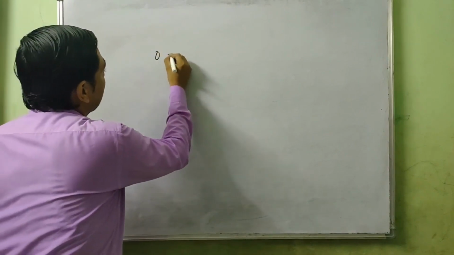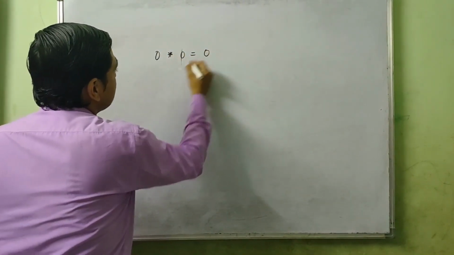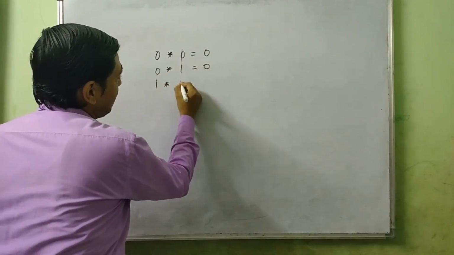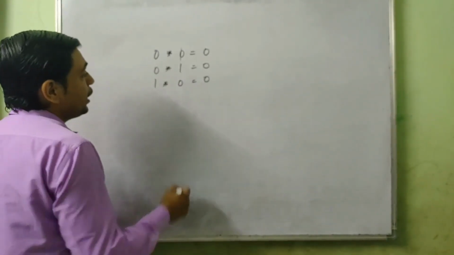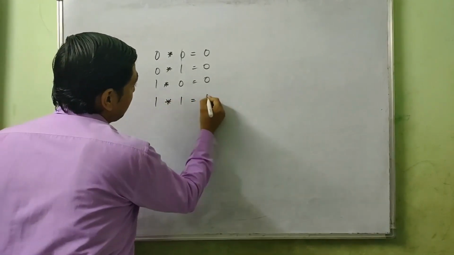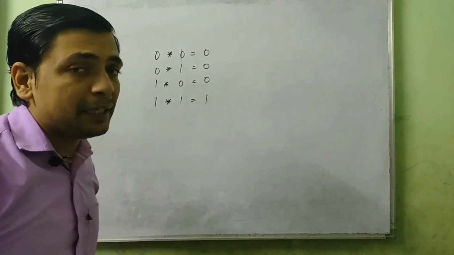Now 0 multiplied by anything is 0, so 0 and 0 will be 0 itself, 0 and 1 will also be 0, and 1 multiplied by 0 will also be 0. So there is only one possibility for getting a 1 in multiplication, that is 1 multiplied by 1. This is the only case when you will get a 1 in binary multiplication.